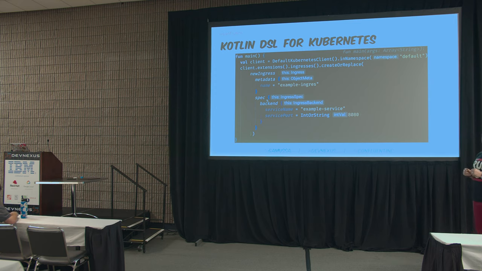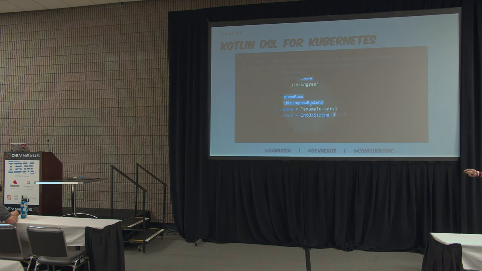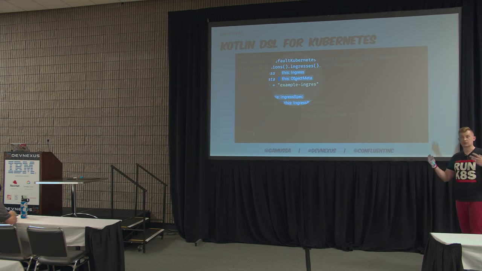Another thing, because I'm running this in an IDE, I will have immediate hints. I know exactly the type of this block in this particular case. It's an ingress backend, and I always have this hint here. And I do have a type for this spec. I have a type for this metadata object, and the metadata object is a common resource, a common object inside the Kubernetes API.